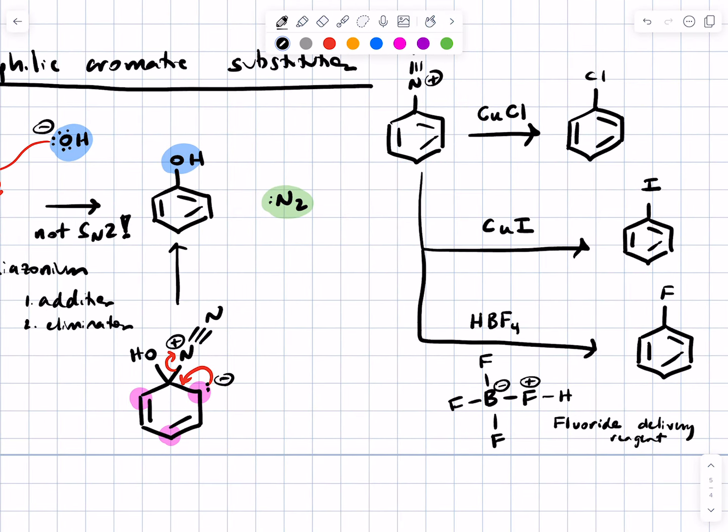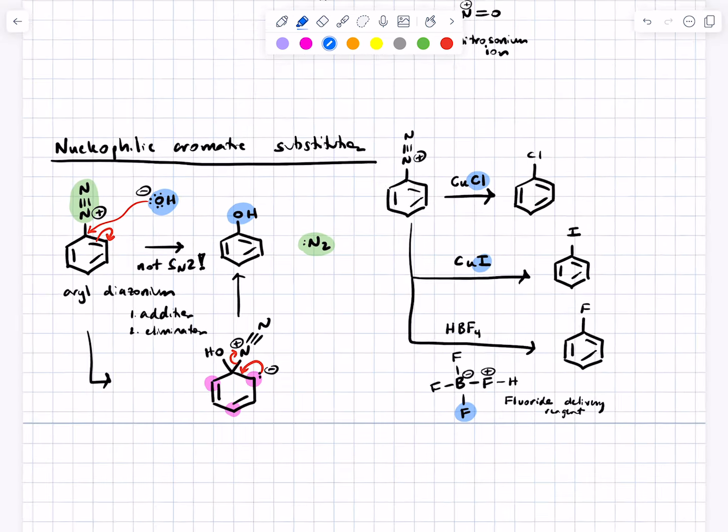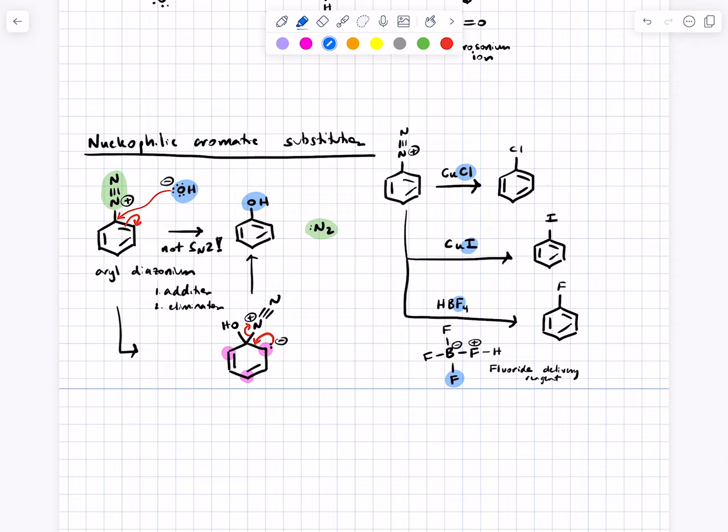All of these are going to follow this similar mechanism with the negatively charged nucleophile being delivered to the carbon that has the leaving group on it. But these are sort of convenient ways for making aryl halides. Of course, for the chlorides and the bromides, we've already got ways to do that via electrophilic aromatic substitution. But the iodide and the fluoride, these are things we haven't had a way to make before now. So they're interesting from that perspective.